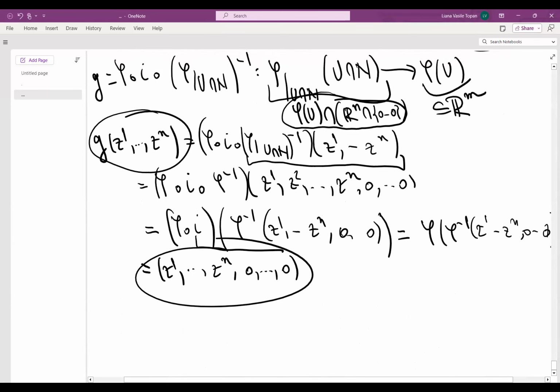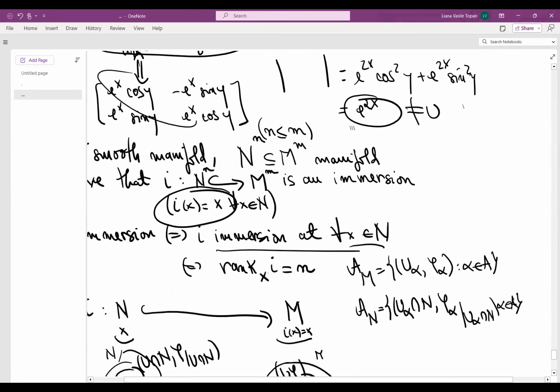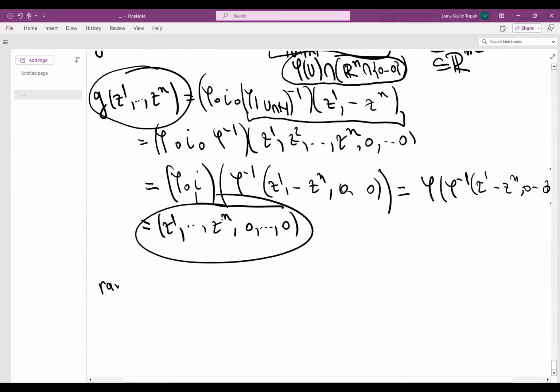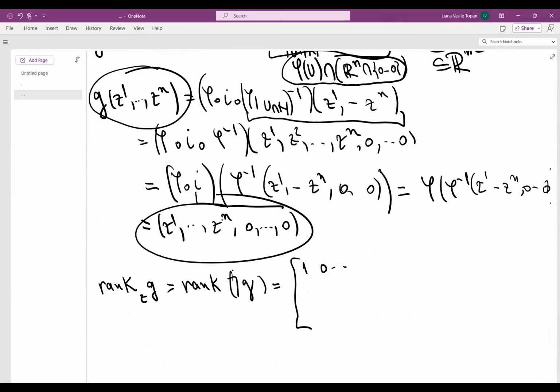Now, in order to show that this is an immersion, remember, we want to calculate the rank. So the rank of G at a point Z is the rank of the Jacobi matrix of this function, right? Of the Jacobi matrix at Z. So now we go with the partial derivative with respect to Z1, which is 1.